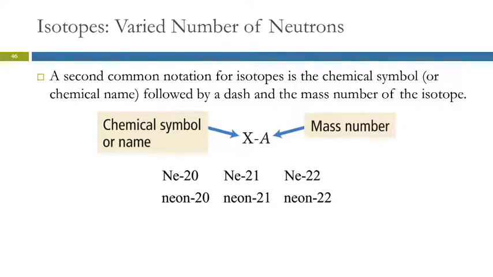Two other ways to notate which isotope we're talking about. One is to use the chemical symbol, the element abbreviation, followed by a dash with the mass number. So you could have Ne-20, Ne-21, Ne-22, or sometimes we'll write out the whole name of the element. Neon-20, neon-21, neon-22. Any questions?